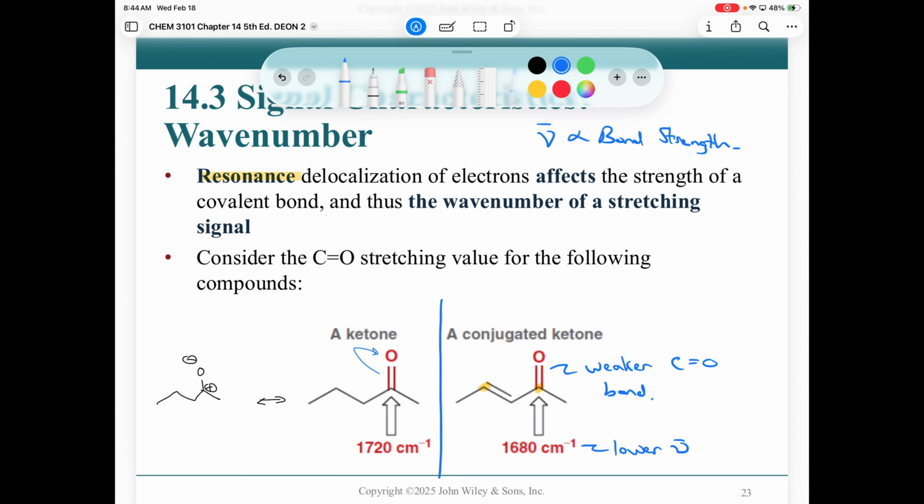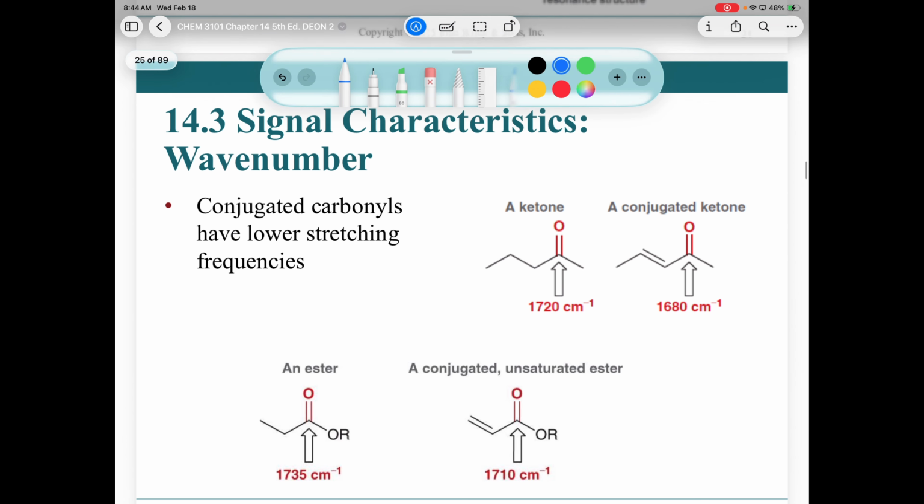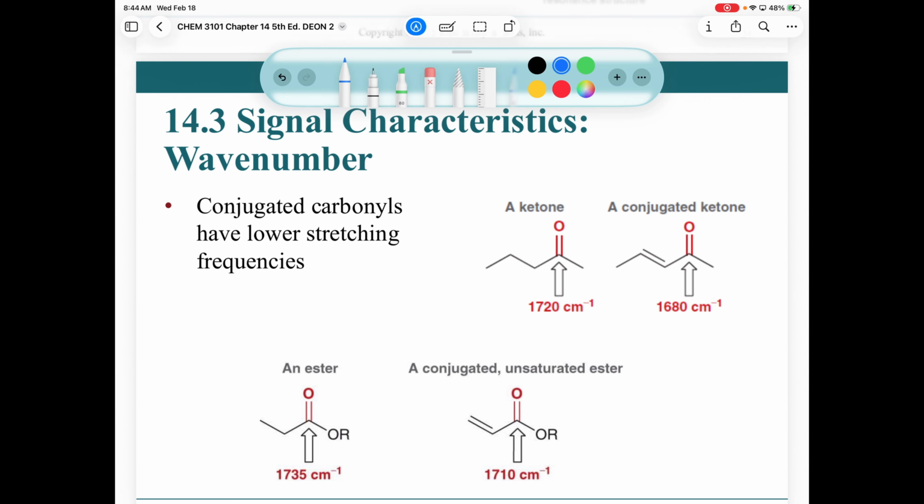Weaker. The more resonance forms we have, the weaker it's going to be. All right, there we go. So you can see here an ester, and then we have an unsaturated ester. And so we have a ketone, which is at 1720. Then we have a conjugated ketone, which is weaker, right? The carbonyl is weaker, so that's going to absorb at a lower wave number of 1680.